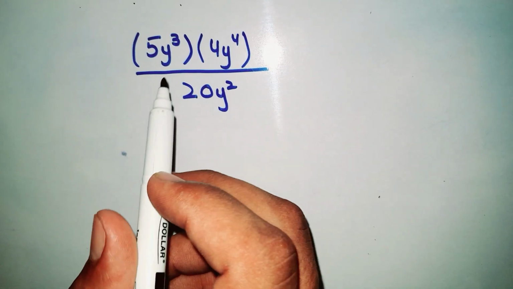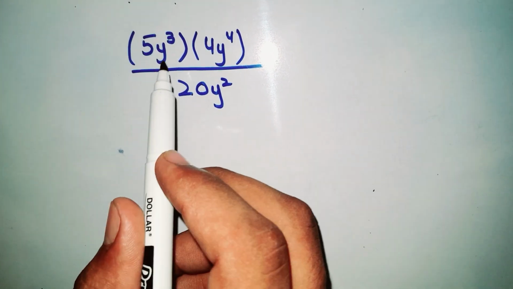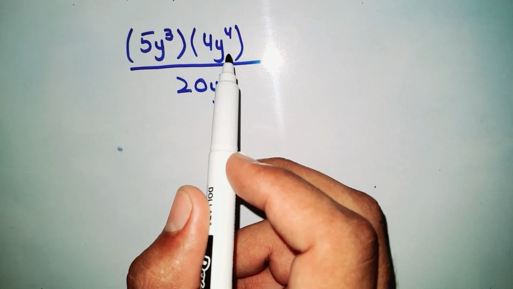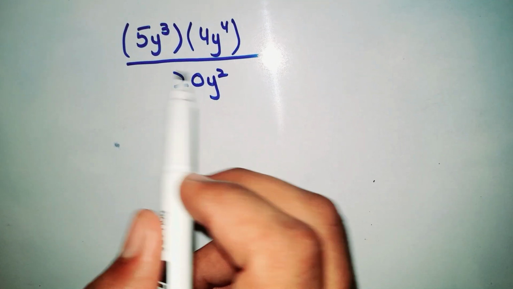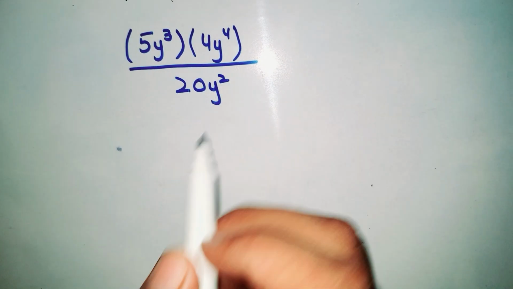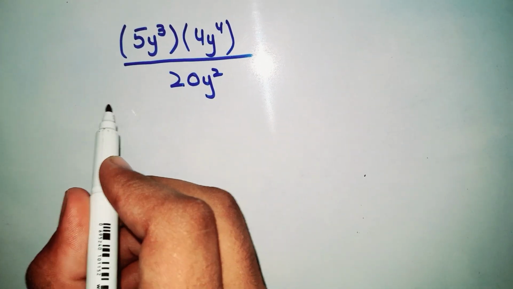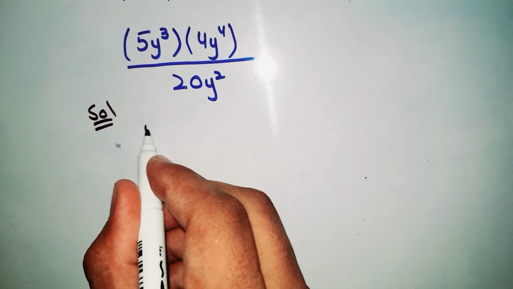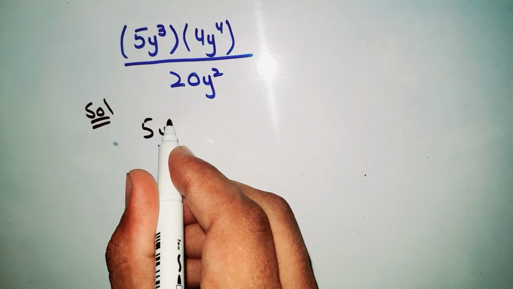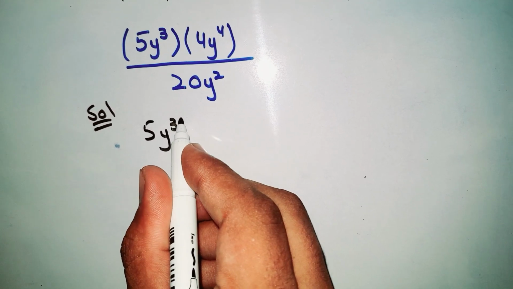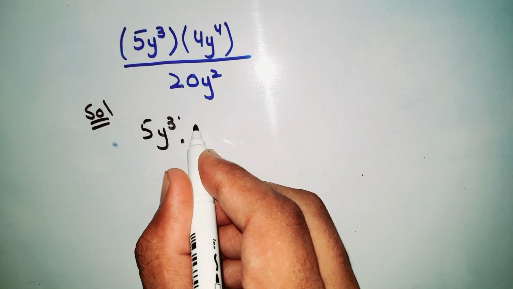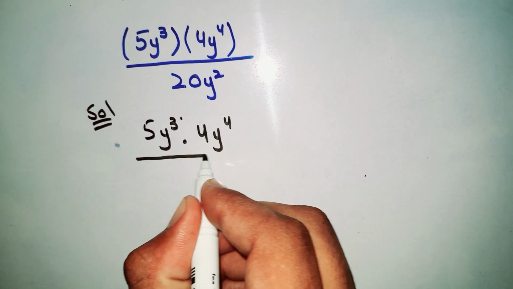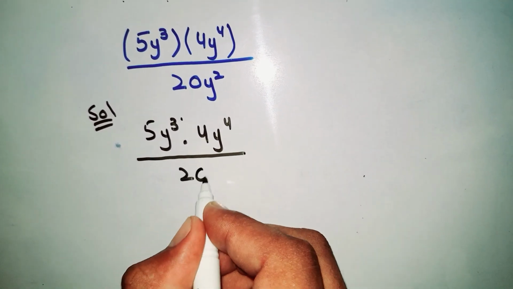In this video we are going to solve this problem: 5y cubed, in brackets, multiplied by 4y to the power 4, in brackets, divided by 20y squared. So first of all, here we write solution, then here we write 5y cubed multiplied by 4y to the power 4 divided by 20y squared.